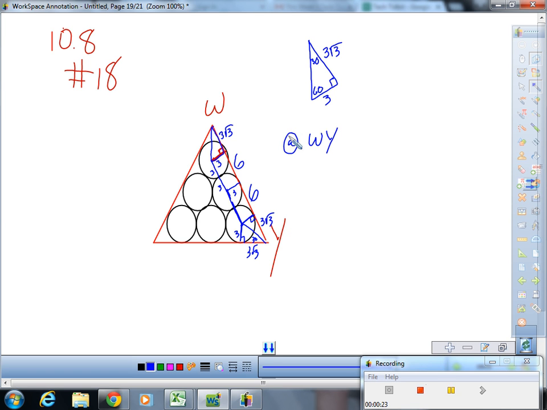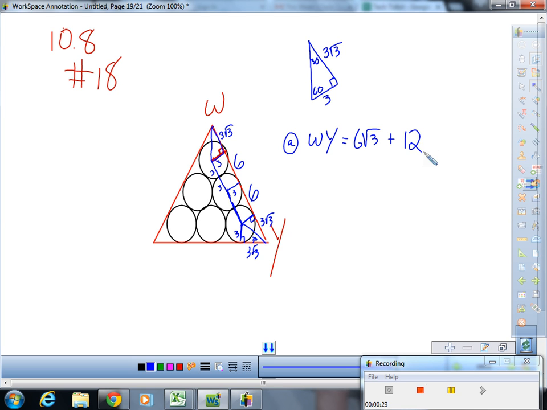So WY in part A is 3 radical 3 plus 3 radical 3. That's 6 radical 3. And there's 12 more. And that's as simple as we can write that. That's like 6x plus 12. We cannot simplify that. So that's the answer for part A.